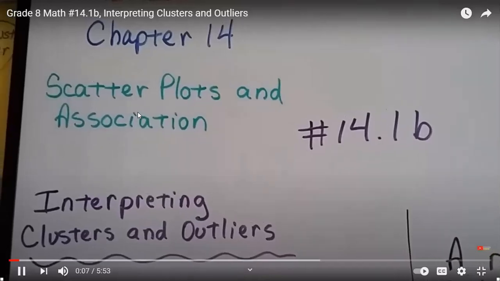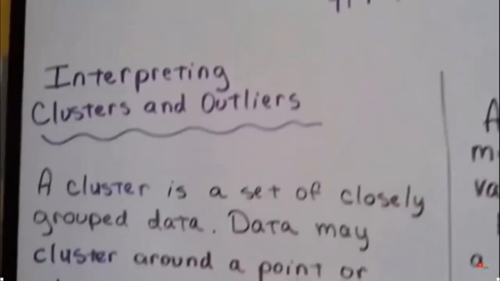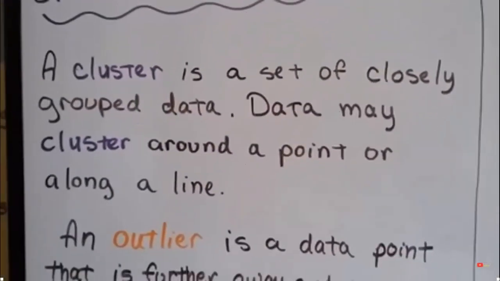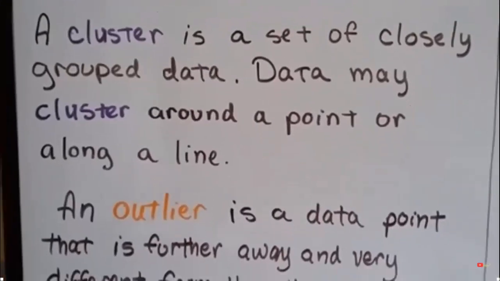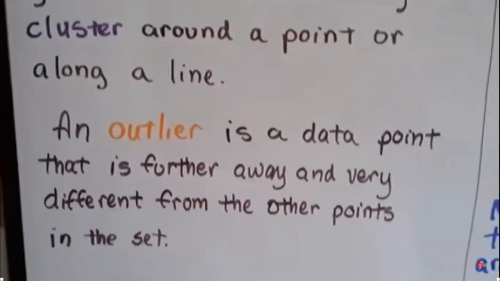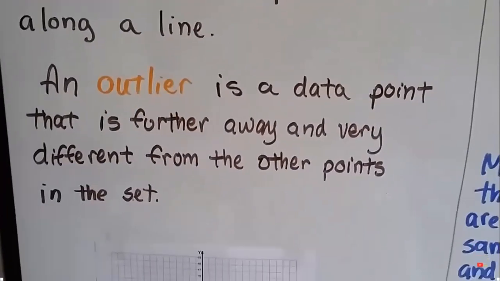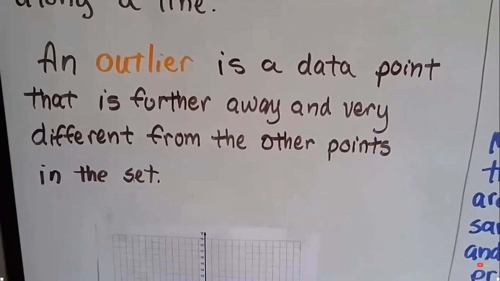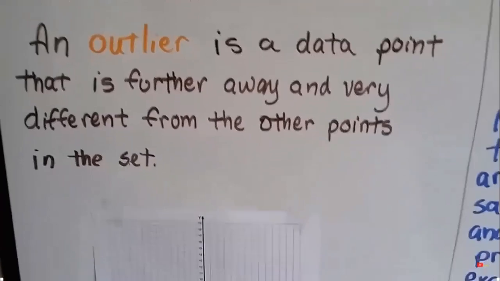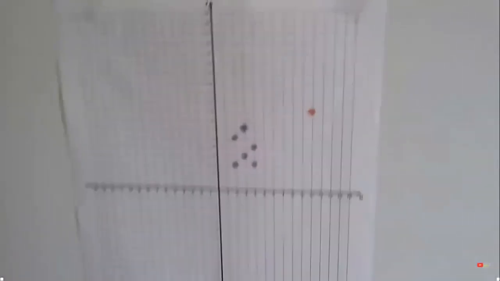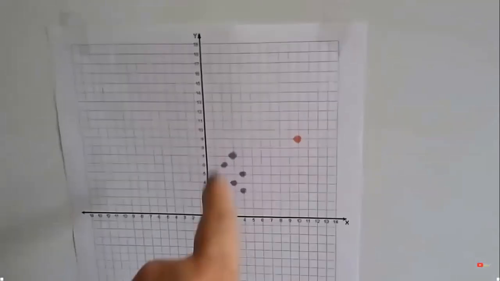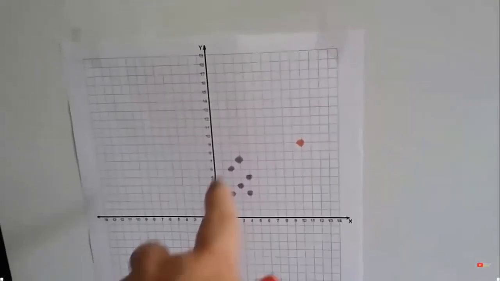Clusters and outliers in scatter plots. A cluster is a set of closely grouped data. Data may cluster around a point or along a line. And an outlier is a data point that's further away and very different from the other points in the set. So if you saw a graph like this, you can see that these are all clustered together. So these values are very close to each other.